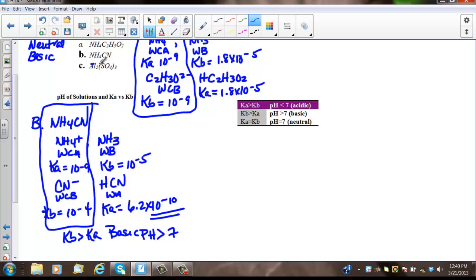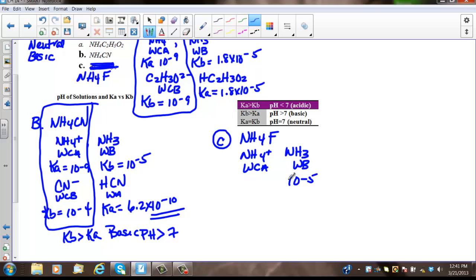I'm going to change aluminum sulfate because I want to be able to show you one of each. I'm going to change this to NH4F in choice C. So in choice C, we have NH4F. I'm not going to reinvent the wheel. This is going to be NH4 plus, and that's the weak conjugate acid. NH3 is the weak base. We've already ascertained several times that this is 10 to the minus 5. This is the Kb, and the Ka here is 10 to the minus 9.